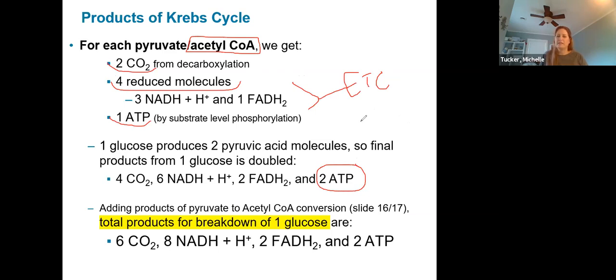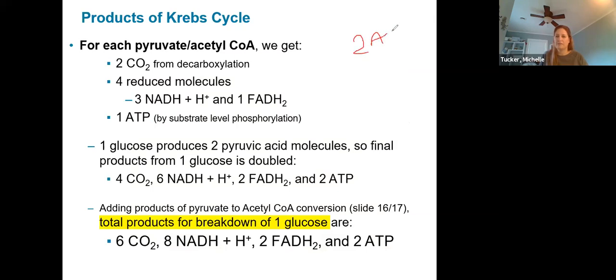So for glycolysis, we got 2 ATP, a net of 2. Now for the Krebs cycle, we also have 2 ATP from our original glucose molecule. So we're at a whopping 4. And again, we need to get up to 32. So how do we get from 4 to 32? And that is going to be the electron transport chain. It's going to be these.